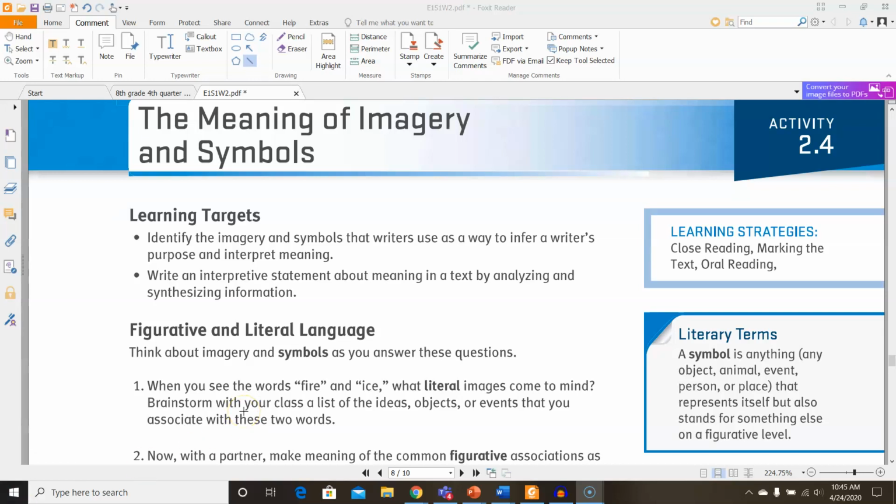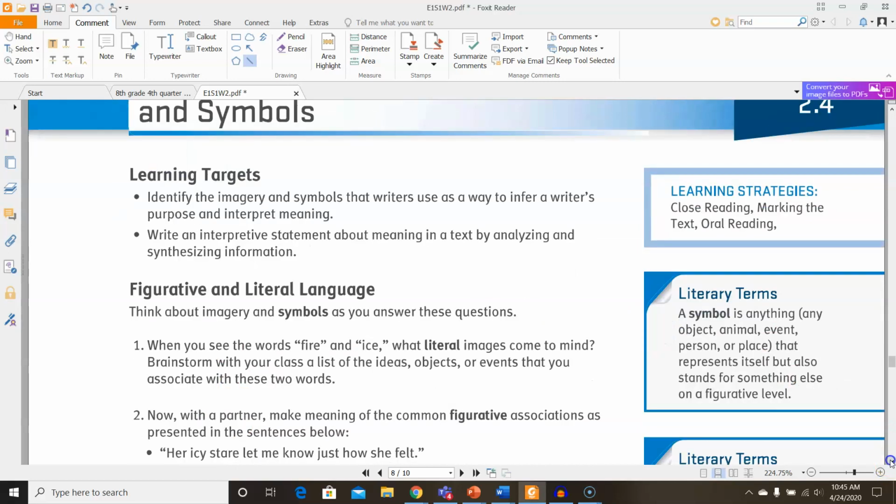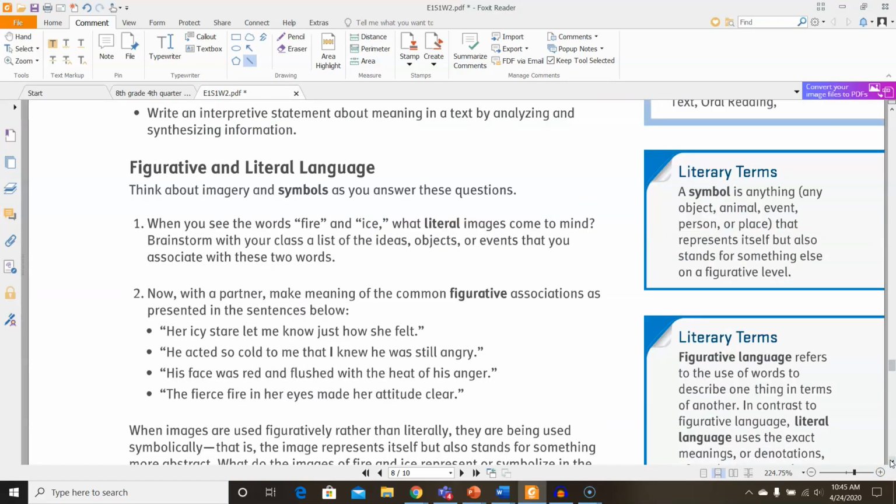So now, not with a partner, individually, unfortunately, make meaning of the common figurative associations as presented in the sentences below. Her icy stare let me know just how she felt. So usually when we're describing somebody's icy stare, we're talking about them having a cold stare, like they look emotionless. The second one, he acted so cold to me that I knew he was still angry. So that one we're using so cold to mean cold-hearted.